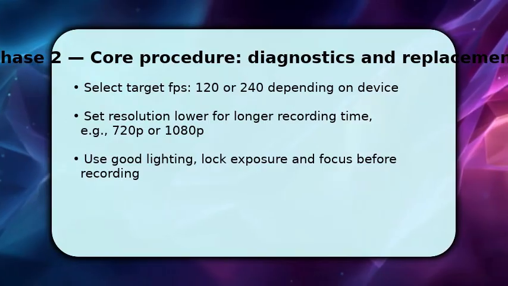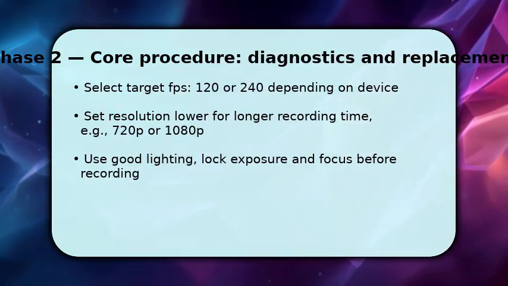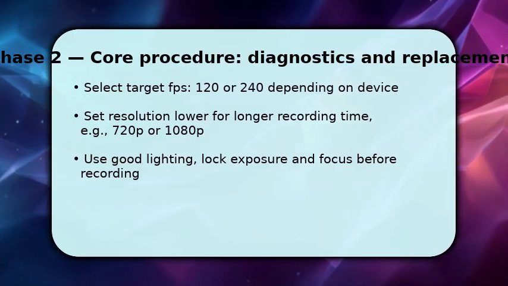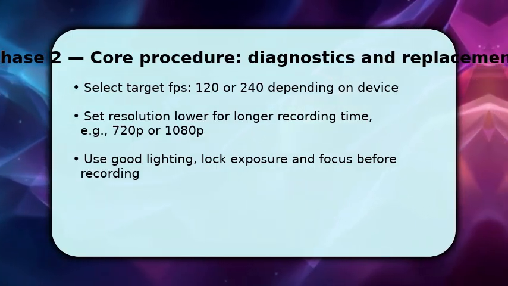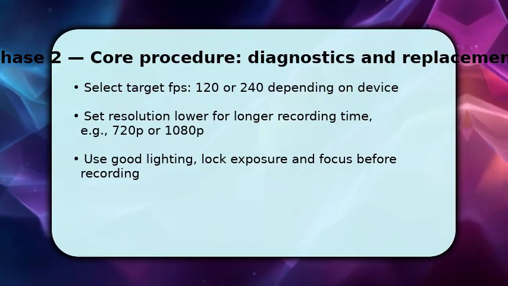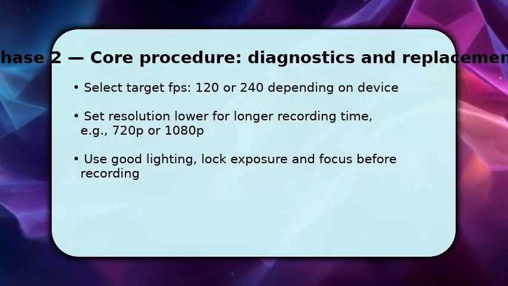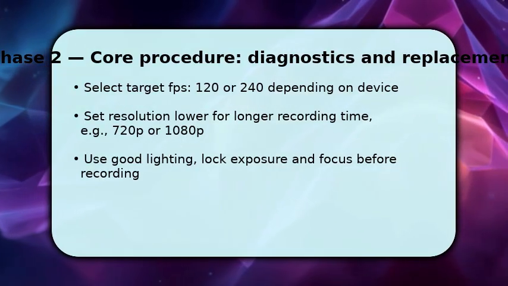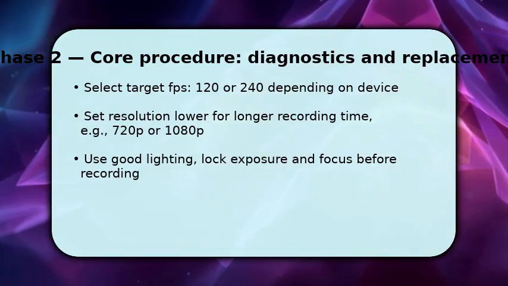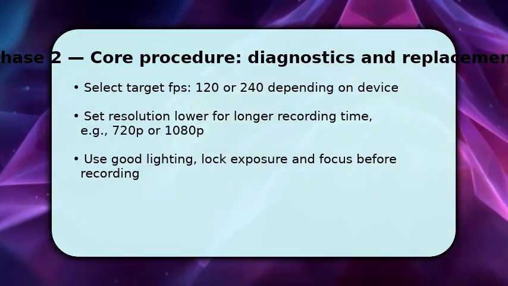Next, choose the appropriate FPS. 120 gives moderate slow down, 240 creates dramatic slow motion. Pick what your phone supports. Then reduce resolution if needed. 720p or 1080p saves space and reduces processing load, which lets you record longer.